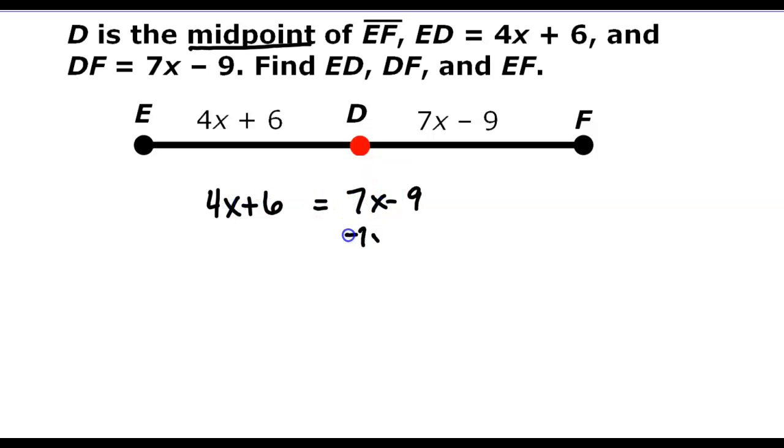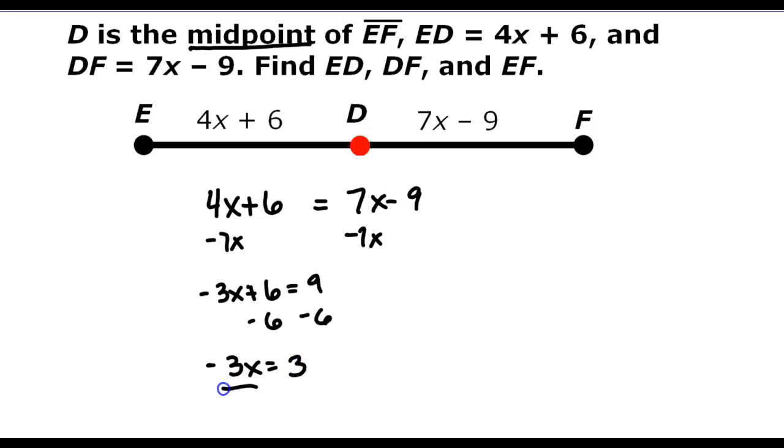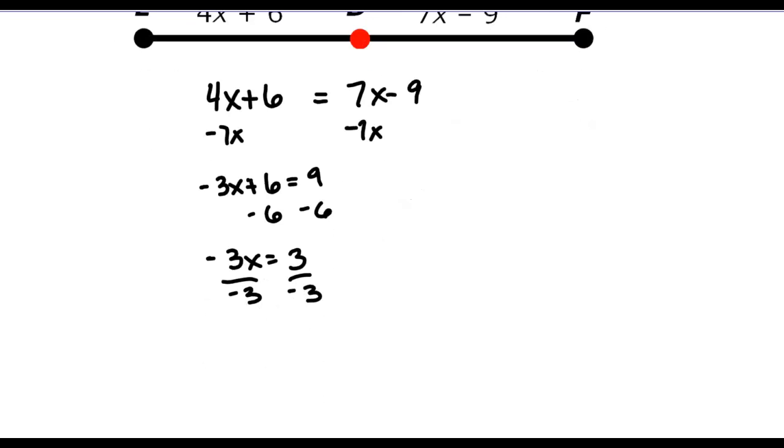You need to get your x's together, so you subtract 7x from both sides because you want 7x to go away, so you use the opposite of 7x, which is negative 7x. So then when you subtract that, you get negative 3x plus 6 equals negative 9. You then subtract 6, and you get negative 3x equals negative 15. You divide by negative 3, and you get x equals negative 1.